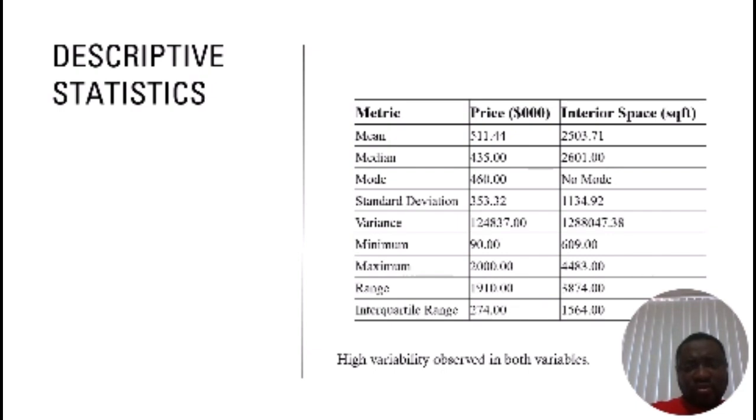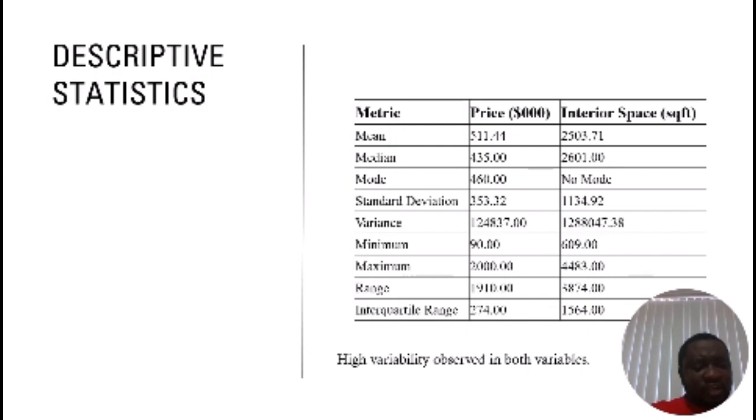As shown in the histogram, the interior space ranges from 500 to 4,500, as displayed in the histogram. The next slide is the descriptive statistics.